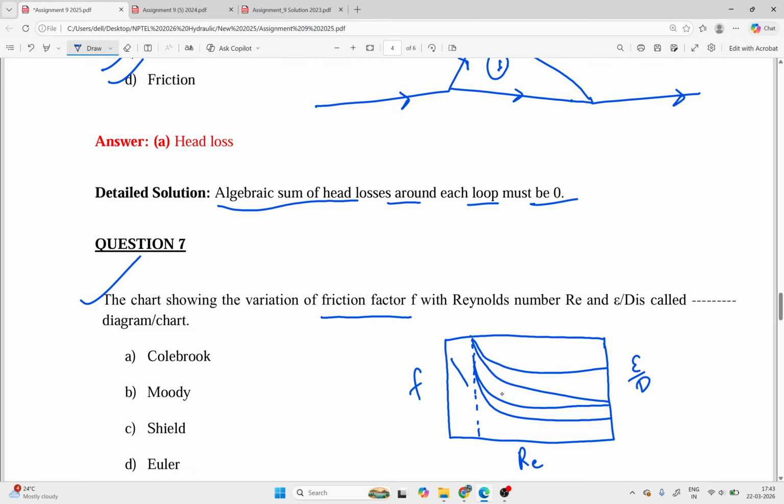So like that, after some Reynolds number, let us suppose here the Reynolds number is X. After X Reynolds number, the variation of the friction factor is negligible. It is not like that. This is not correct. So okay, this chart is known as your Moody chart. Remember, please.